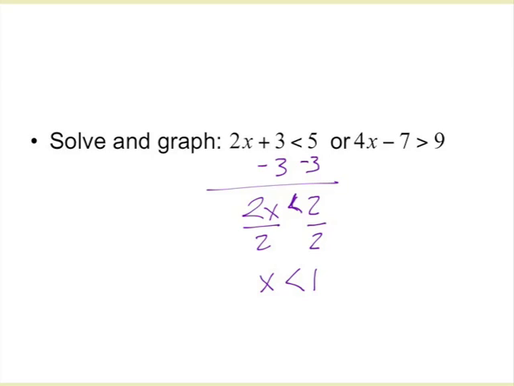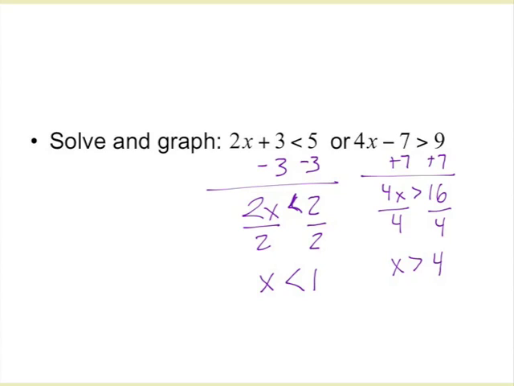It doesn't really matter. You can solve either one first. It's all together, no problem. Then I'm going to do the second one. I'm going to add 7 to both sides. And divide by 4 on both sides. Since that's a positive 4 that I'm dividing by, I don't have to worry about flipping.